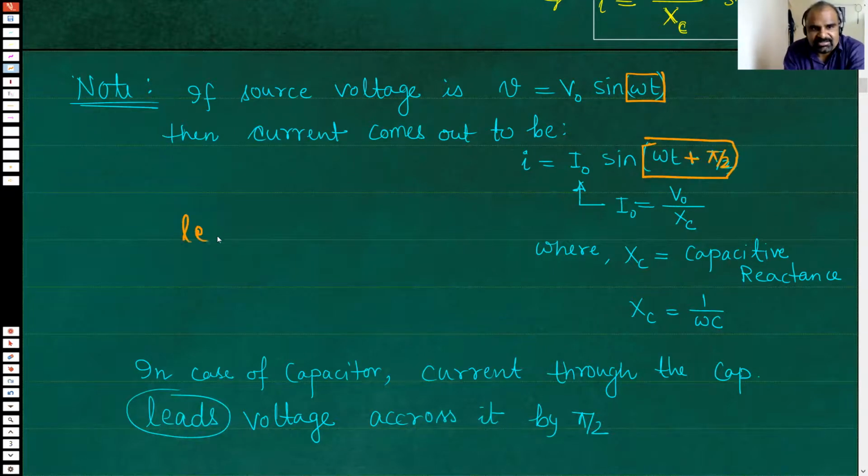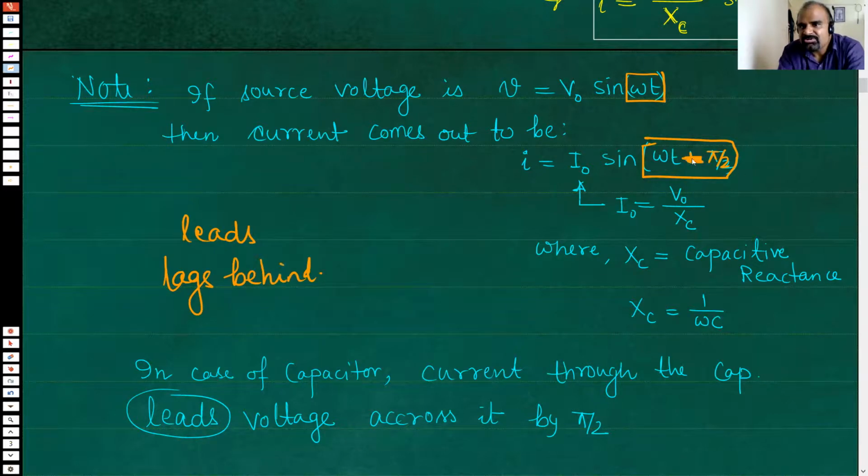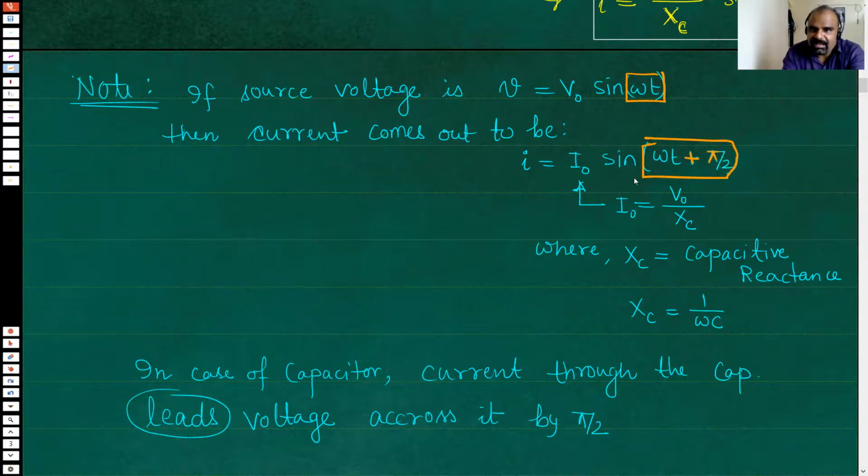So there are two terms. One is leads and one is lags behind. Suppose there was minus pi by 2, then we would say that current lags behind the voltage by pi by 2 because its phase angle is smaller, but that's not the case here. Our mathematics says that there is a plus sign here. So it means current through the capacitor leads voltage across it by pi by 2. Am I correct?